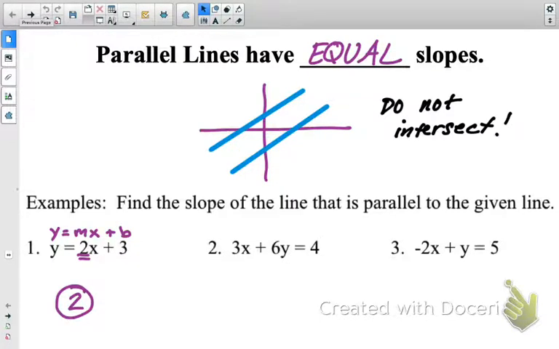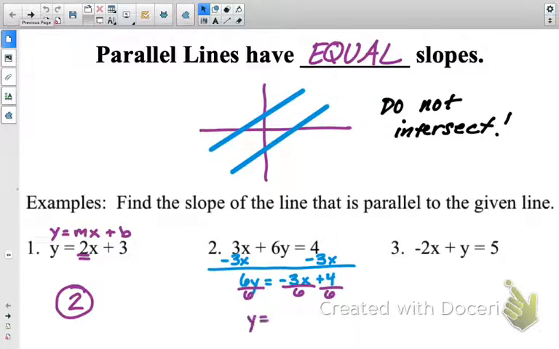Looking at number 2, this one is in standard form, so we do have to get this one to look like slope-intercept form. That means we are going to need to start by subtracting 3x from both sides and then dividing everything by 6. So I end up with y equals, reduce the fraction, negative 1/2 x plus 2/3.